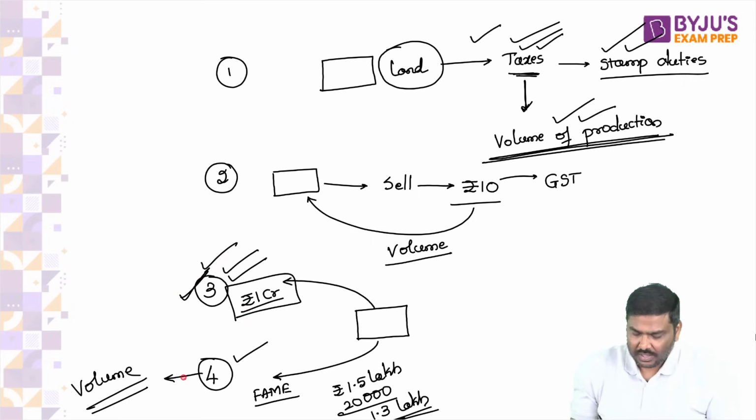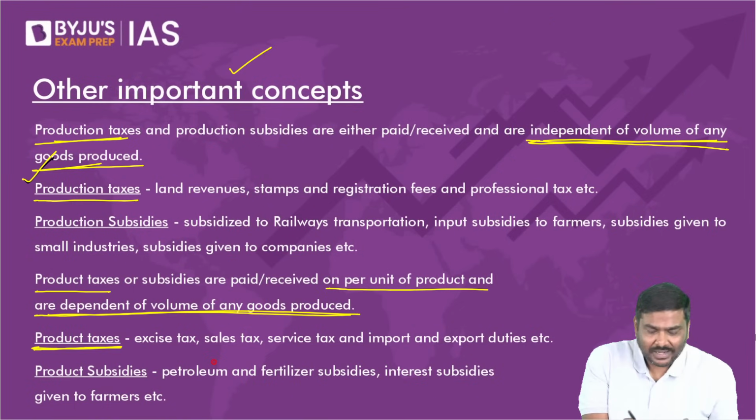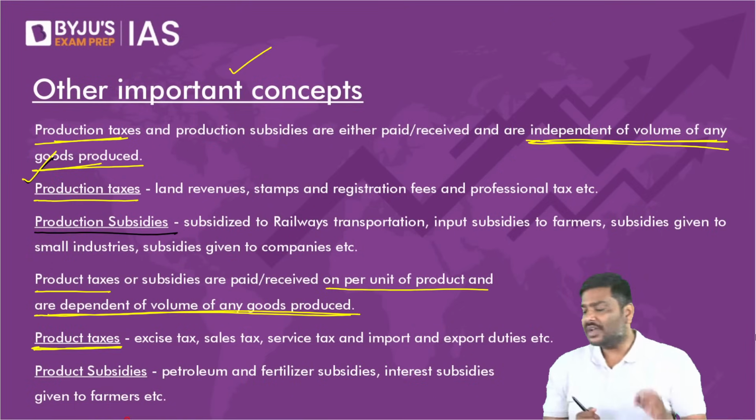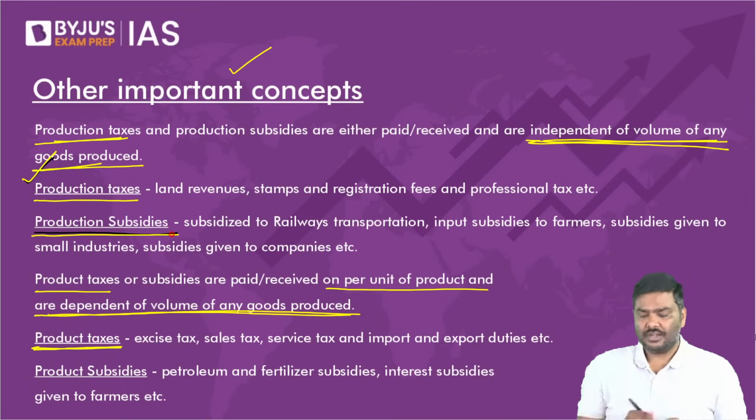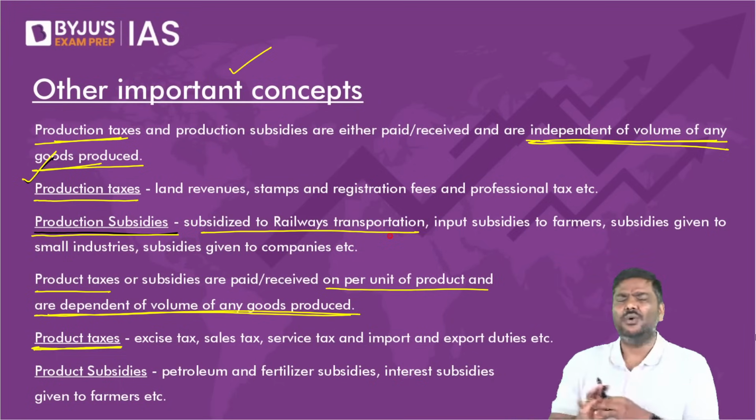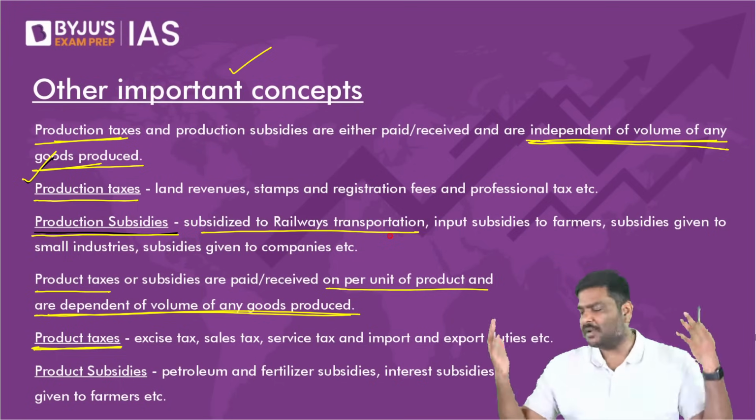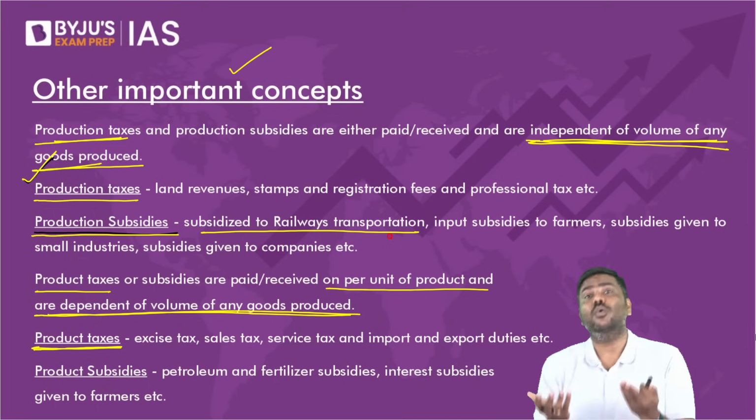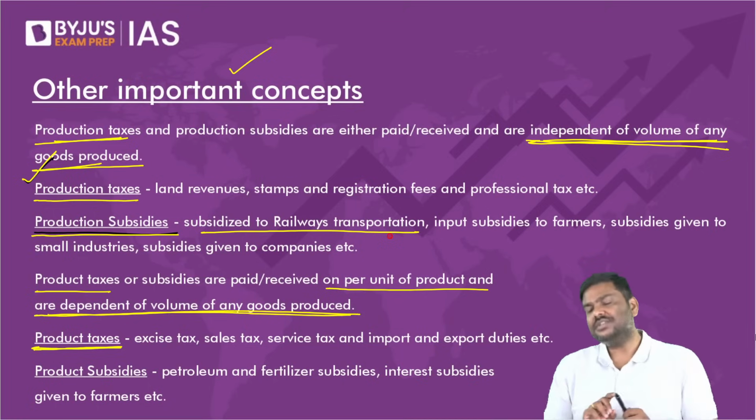Now, whenever you are talking about these kind of subsidies which are independent of volume of production, these are called production subsidies. These are referred to as production subsidies. For example, there are subsidies provided in railways or transportation. We'll understand that also. When I take up railways, I'll tell you, in railways, a lot of subsidies are provided. Many of you will ask, sir, how? How will railways provide subsidies in India? My dear, please understand this.